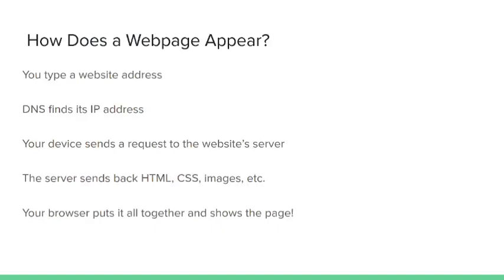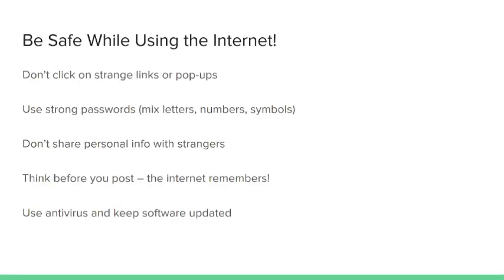Now, how does a web page appear? Your website has an address, as we talked about. DNS finds the website's address, the IP address, and then your device sends a request to the website's server. The server then sends back HTML, CSS, images, etc. And your browser, as I said, rearranges it all into something meaningful and shows you the page.